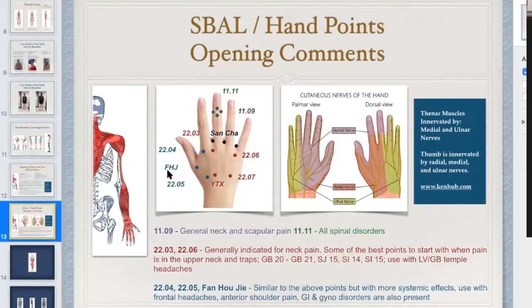You can use Fan Ho Ji here. You can use 22.05 or Ling Gu as well, because it's so great for pain. And then over here, we've got small intestine 3, 22.08 and 22.09. You can use San Cha. So how do you know which ones are going to work best? Well, because they all work a little differently too. And this is part of the reason that I've color coded them.